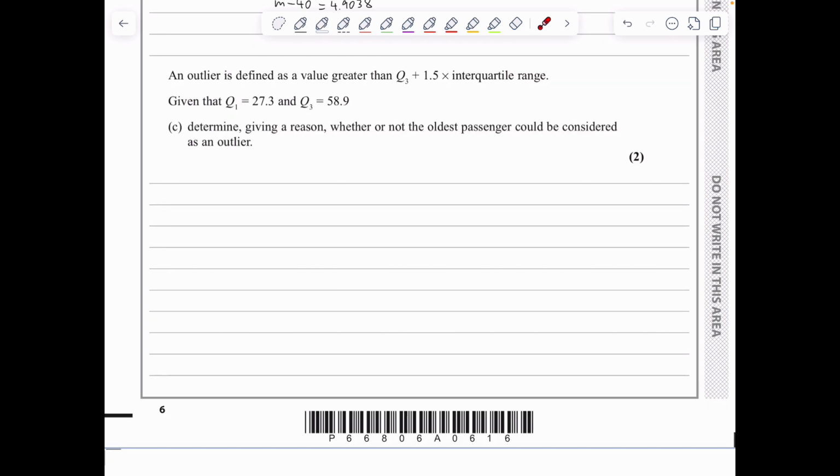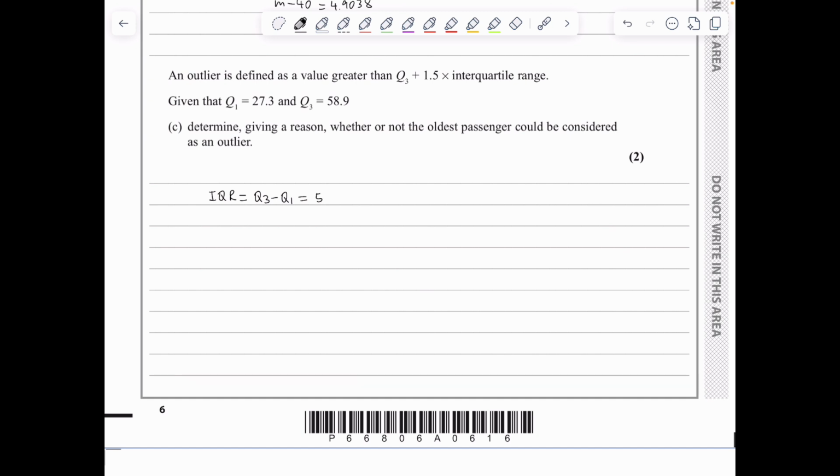We are then told that an outlier is defined as a value greater than the upper quartile Q3 plus 1.5 times the interquartile range. We are given the lower quartile Q1 and the upper quartile Q3, and we need to determine, giving a reason, whether or not the oldest passenger could be considered as an outlier. Now remember, we were told in the question that there was no passenger more than 90 years in age. So let's start by calculating the interquartile range, which is defined to be Q3 minus Q1.